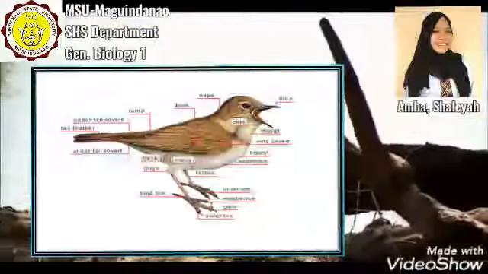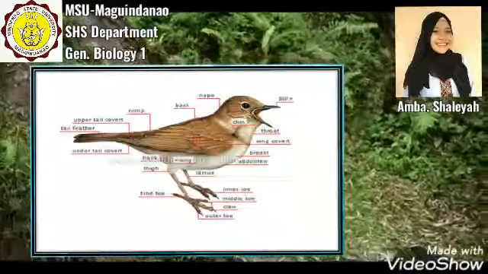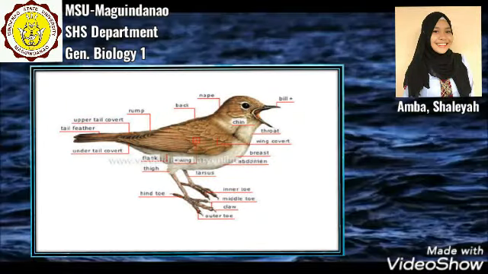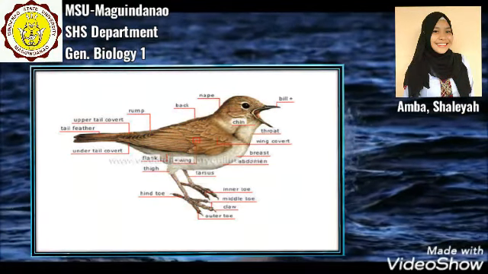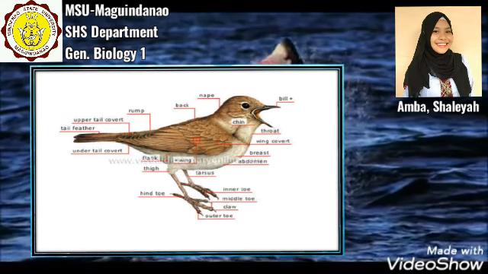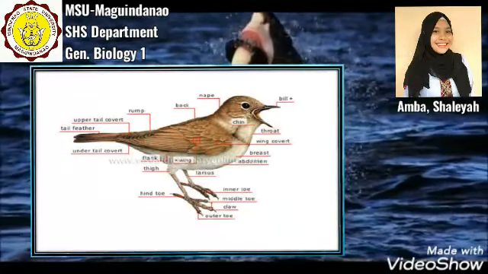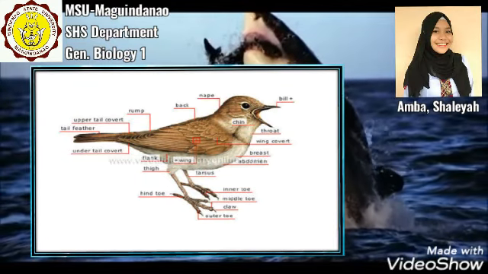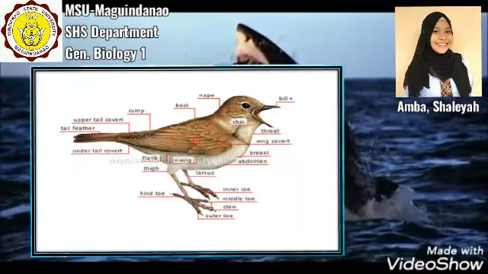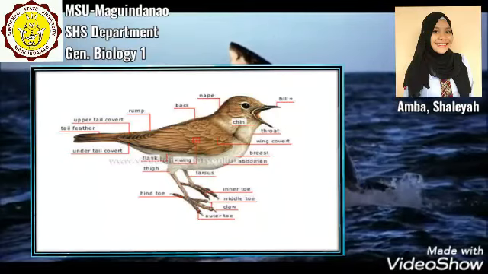We see the beak, the chin, the throat, the wing covert, the breast, the abdomen, the tarsus, the inner toe, the middle toe, claw, outer toe, hind toe, flank, thigh, under tail coverts, tail feather, upper tail coverts, rump, back, and nape.